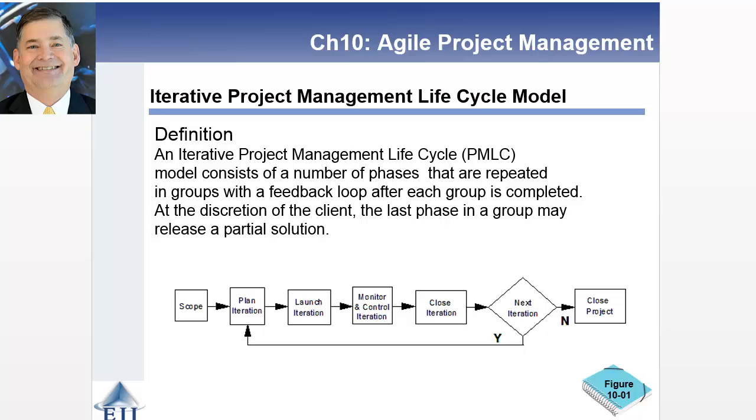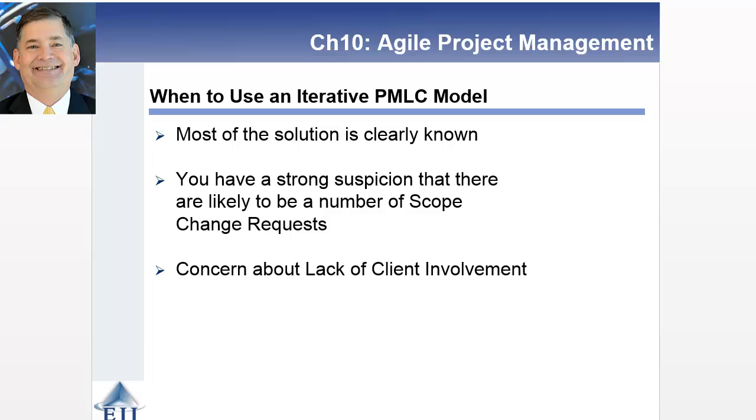This kind of feedback loop where you keep going back to this planning iteration allows you to build in learning through the entire process and to work together with the client to determine the full solution to the problem at hand. You're going to use this when most of the solution is clearly known, but there's part of it that is not clearly known. You have a strong suspicion that there are going to be a number of changes, that learning is going to take place as part of this project. And so you're just building a mechanism that you can work those into each of those iterations as you're going through the iterative project management lifecycle model.